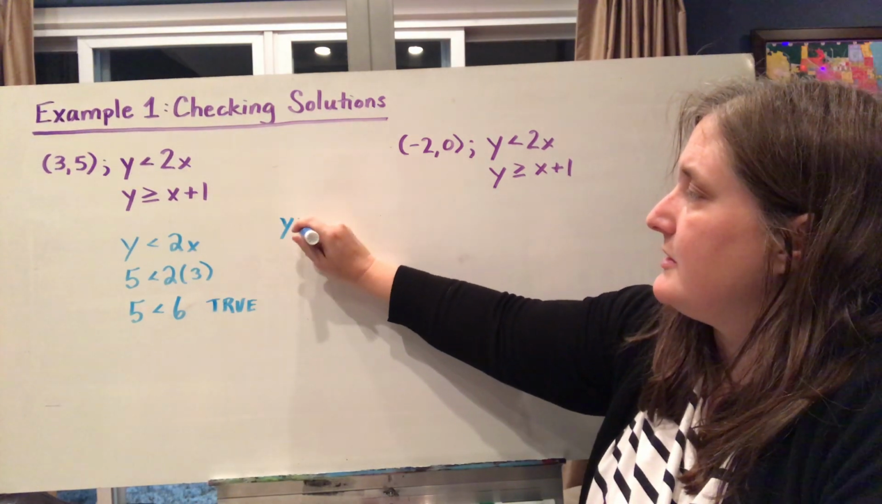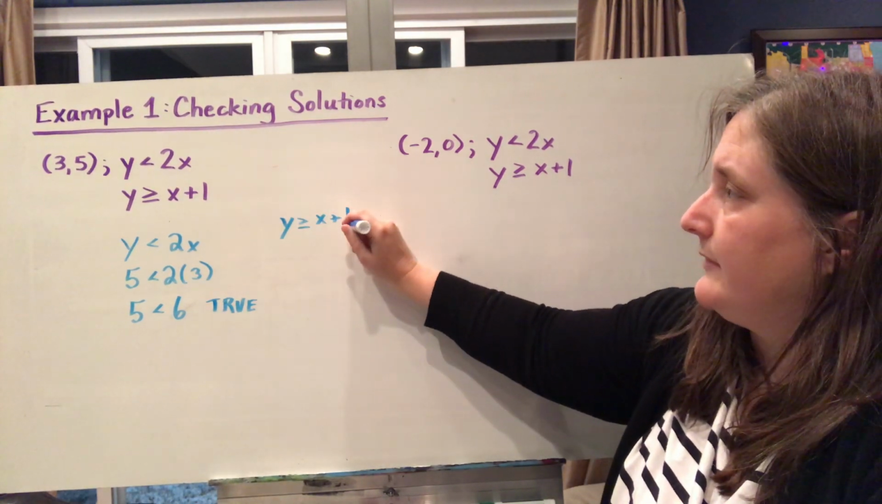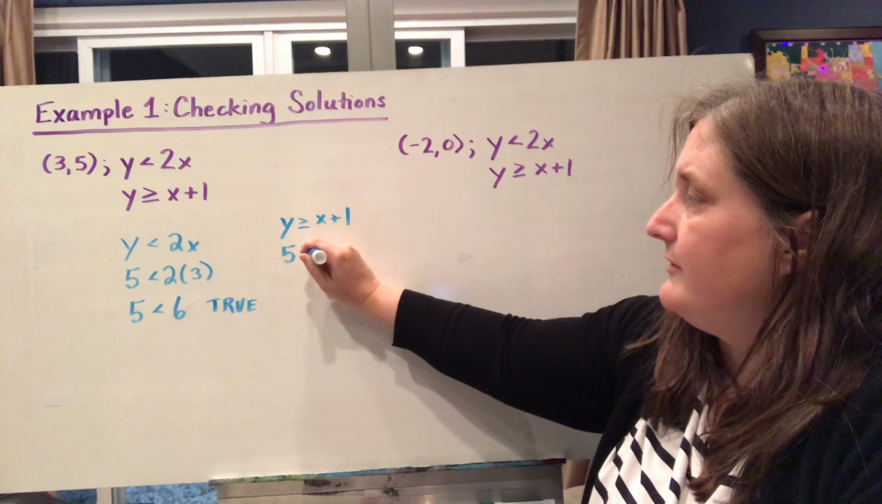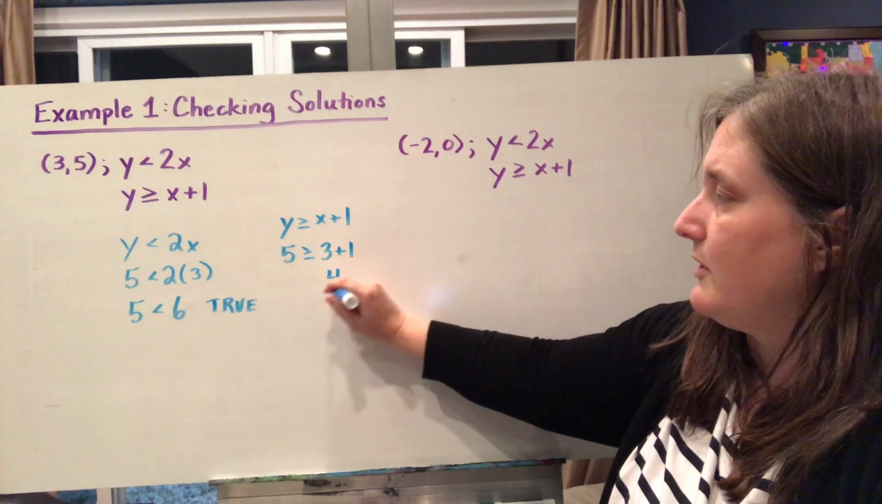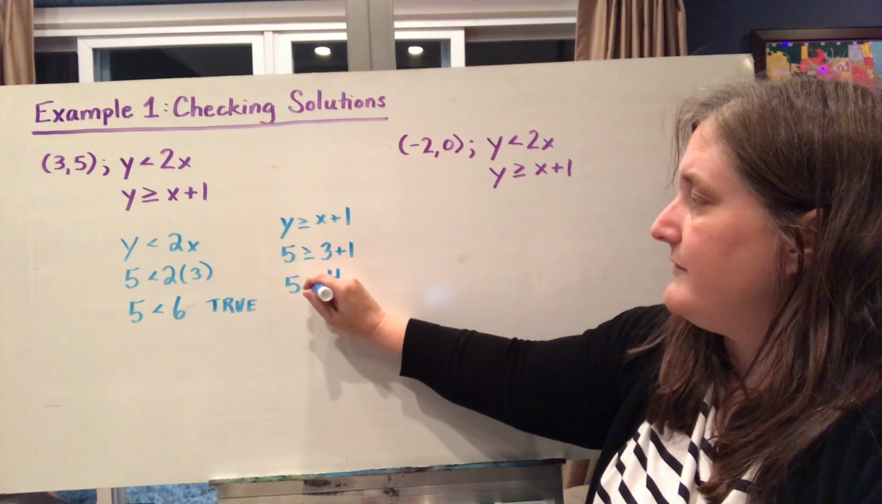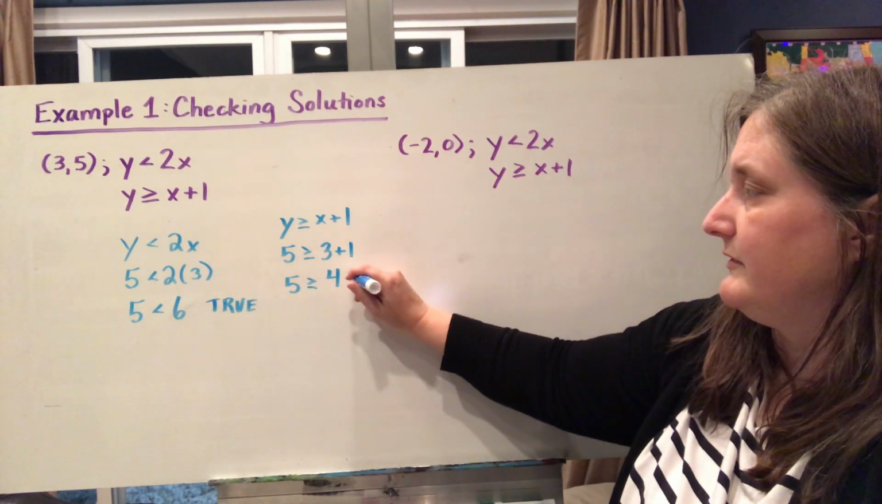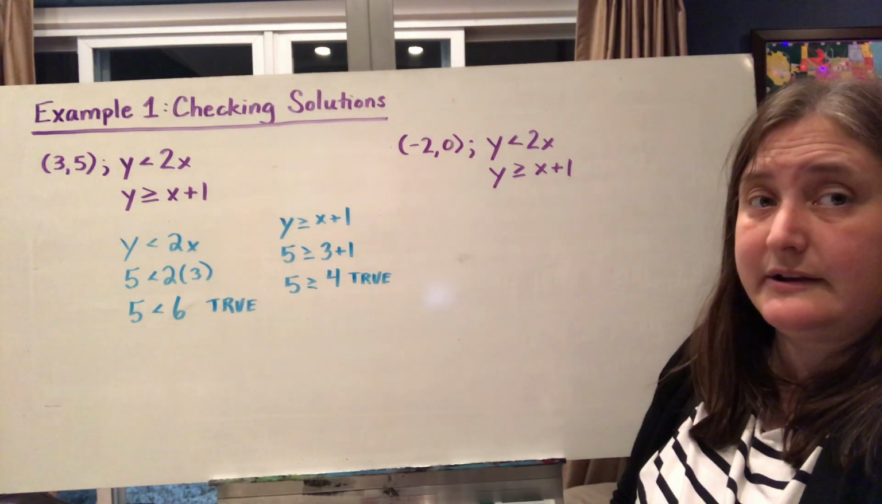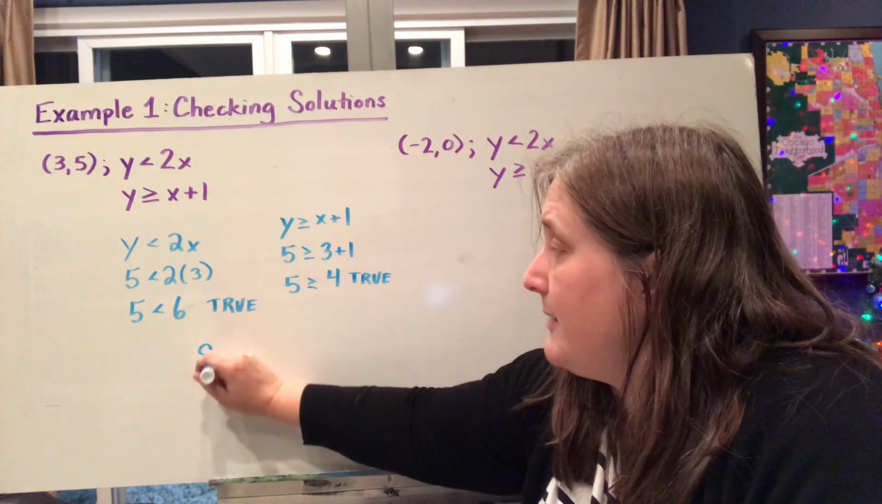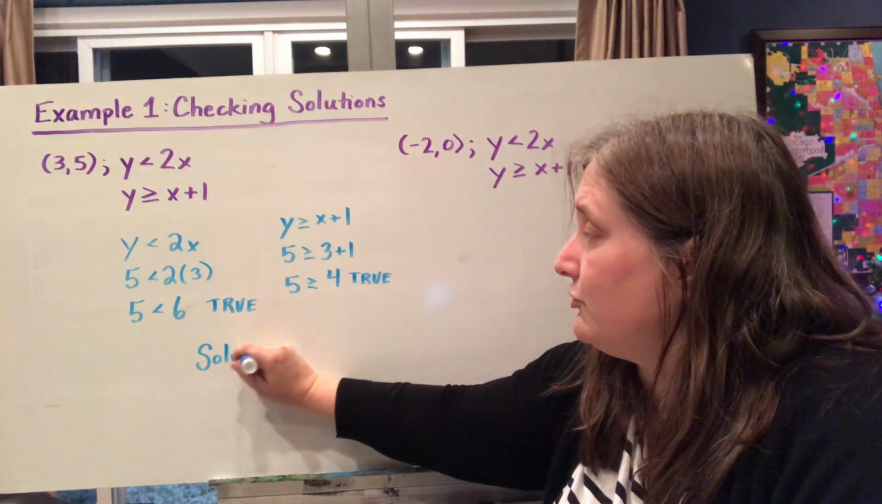y is greater than or equal to x plus 1. So y is 5, x is 3. 3 plus 1 is 4. 5 is greater than or equal to 4. Once again, this is true. Since it works for both inequalities in the system, (3, 5) is a solution.